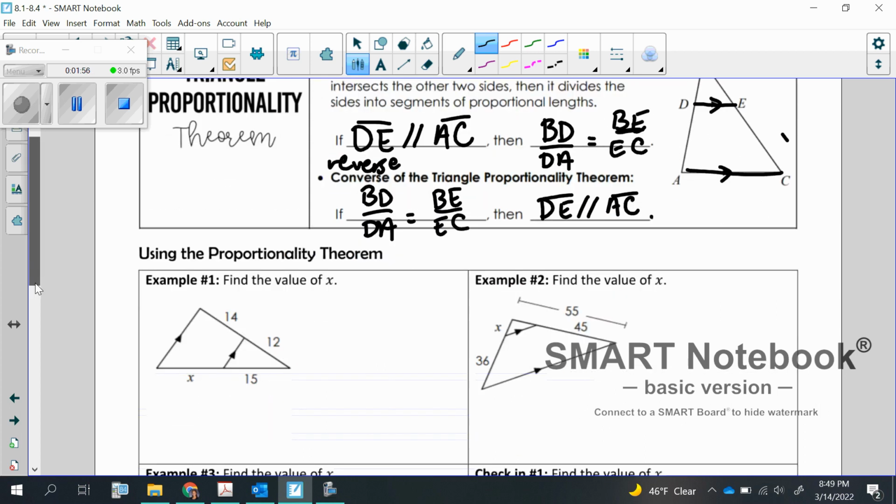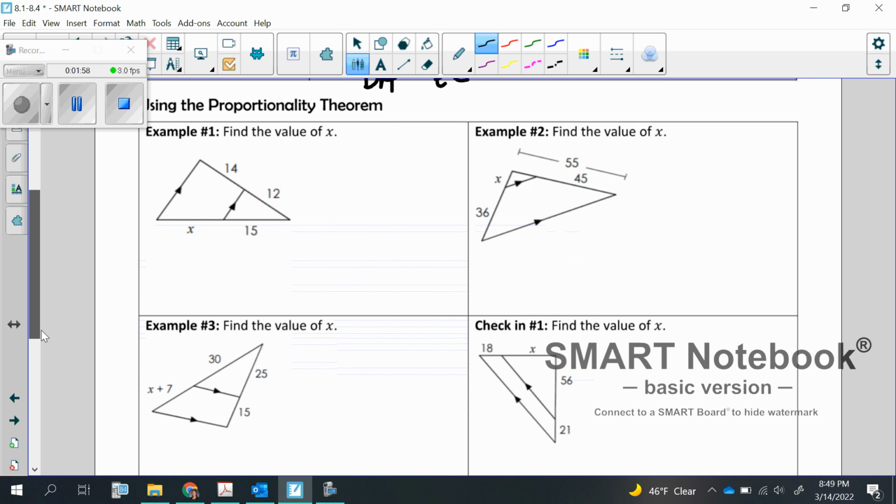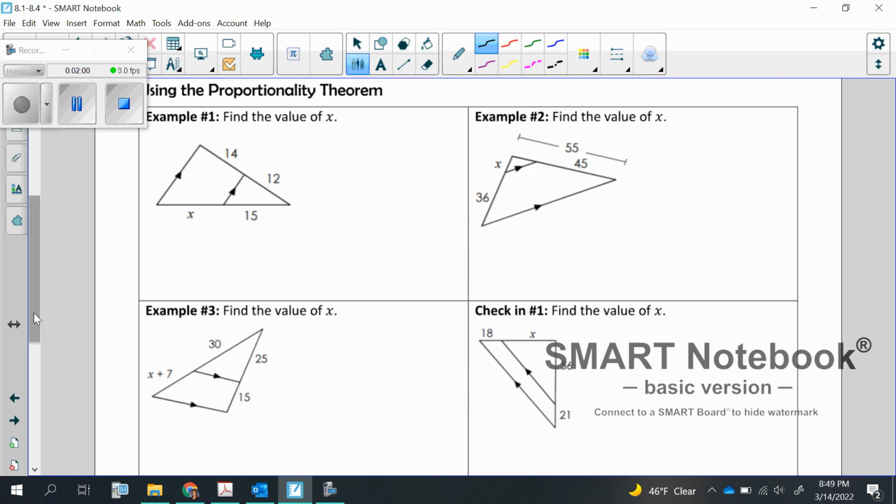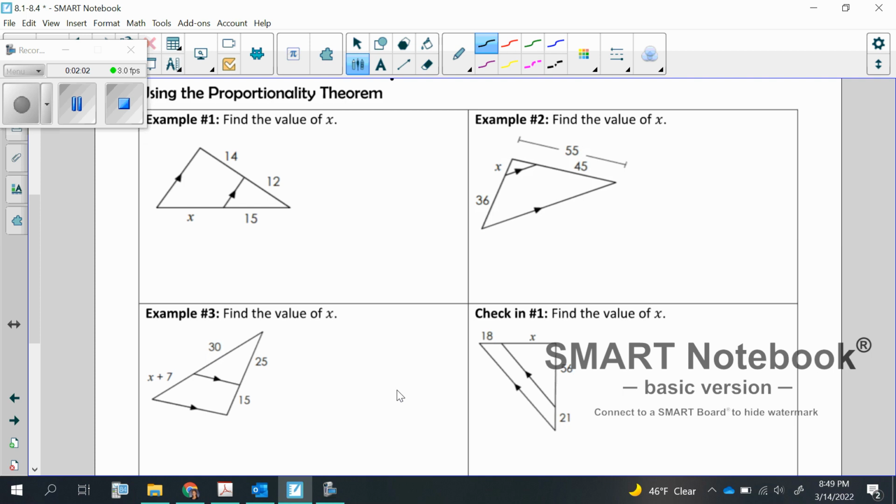So as always, we're going to do some examples. What I'm going to do is I'm going to work out the check-ins so that you can see them. I'll pause and work them out, and then you'll have them worked out on here so you can check them. So find the value for x. So we have that these two pieces are parallel. Okay, the segment in the middle is parallel to the third side of the triangle. So what that does is that it's going to cut the sides into proportional pieces. So it's going to cut this side into two proportional pieces, and it's going to cut this side into two proportional pieces.